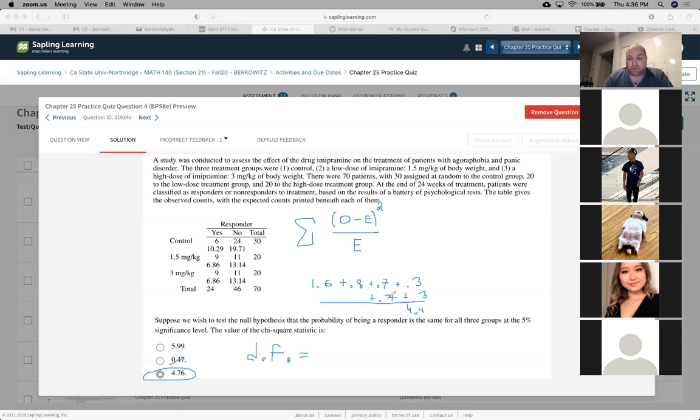Well, the formula for degrees of freedom is rows minus 1 times columns minus 1. How many rows of data are there? 3 rows of data. How many columns of data are there? 2 columns of data. So 3 rows, 3 minus 1 is 2. 2 columns, 2 minus 1 is 1. So the answer is there's 2 degrees of freedom.